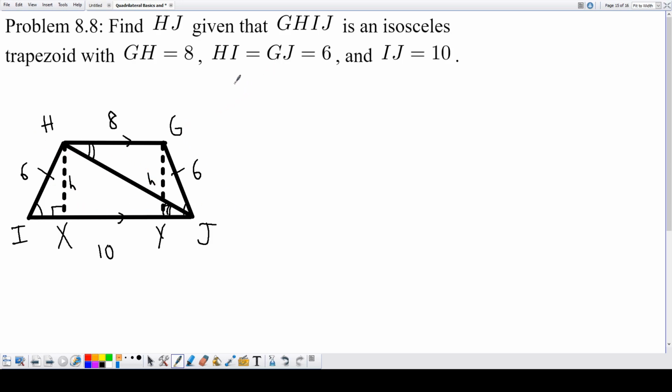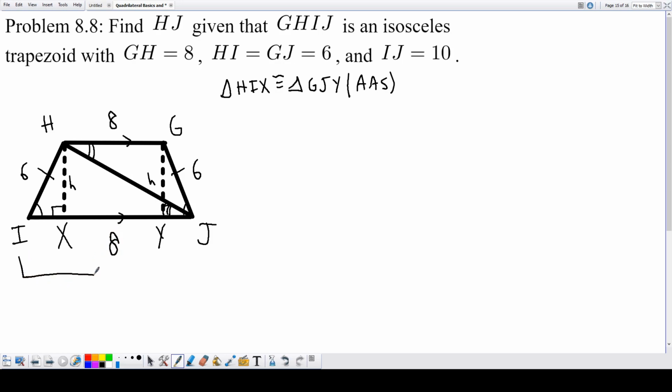Now, it's clear to us that we have triangle HIX is congruent to triangle GJY. This is almost the same thing we did in the last problem, angle angle side. Which means that IX has the same length as YJ. And one thing we should note is that we have 90-degree angles here, here, here, and here, meaning we have a rectangle. And in rectangles, the opposite sides are congruent. So XY is going to be 8.